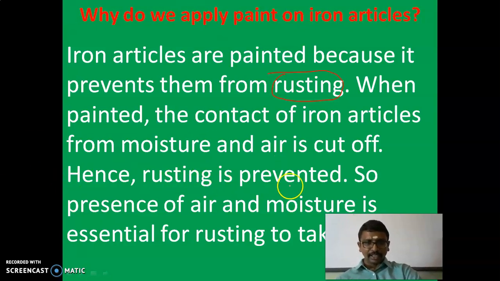Hence, rusting is prevented. So, the presence of air and moisture is essential for rusting to take place. Rusting will take place only with the presence of moisture and air. So, when we apply paint on the iron article, the rusting can be prevented.